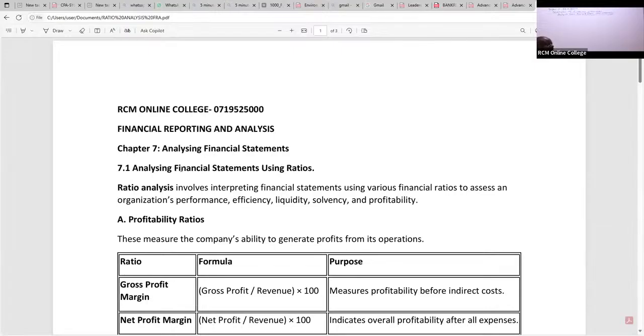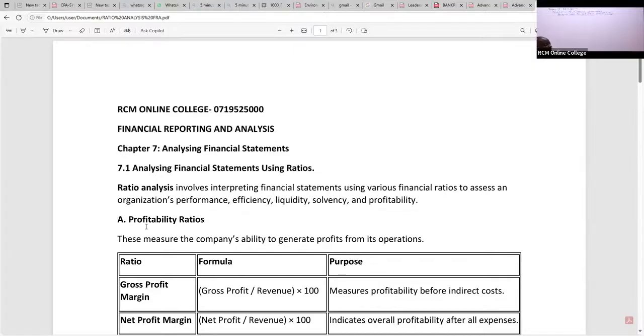And we shall start with the analysis of these financial statements using the famous ratios. So ratio analysis involves interpreting financial statements using various financial ratios to assess an organization's performance in terms of profitability, efficiency, how efficient we are, for example, in collecting our debts, liquidity, solvency, and profitability.